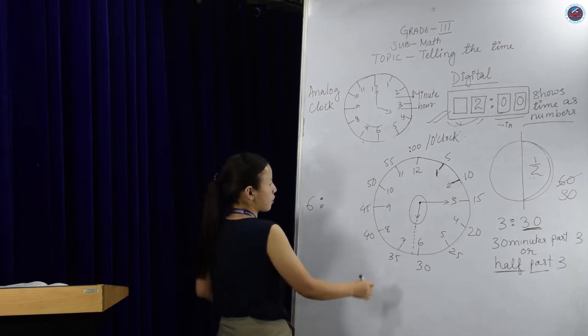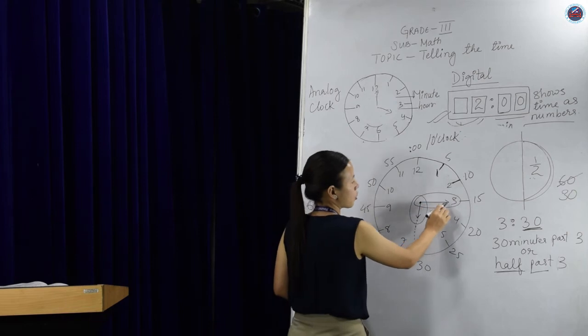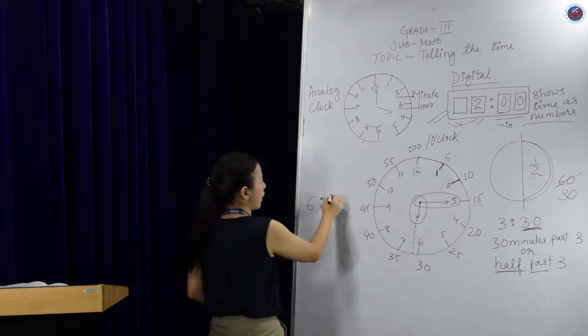And then the third step is to look at the long hand. Now your long hand is pointing at 3. That means how many minutes have passed? 15 minutes. So we write 15 minutes.